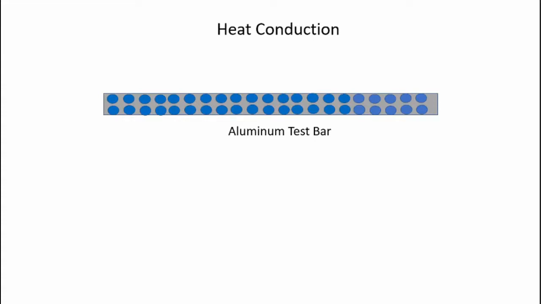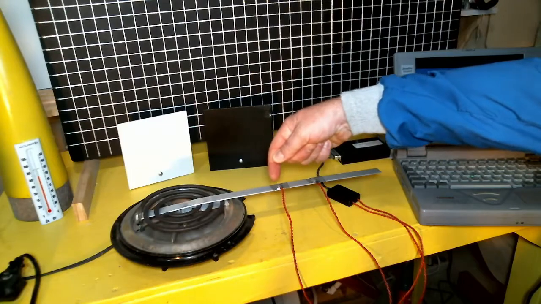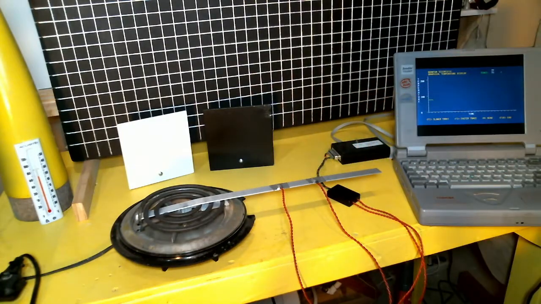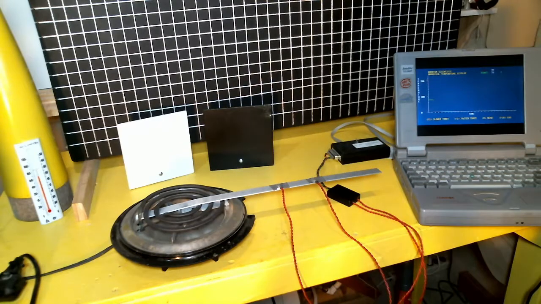Now let's take a look at an actual experiment that I conducted to investigate the concept of heat conduction. Here's my conduction experiment setup. I've got a hot plate here, which I'm using as my heat source, so I can be very careful so I don't burn myself. I've got a thin aluminum bar, which is my sample, and I've got my two thermistors attached to the bar at two different positions.